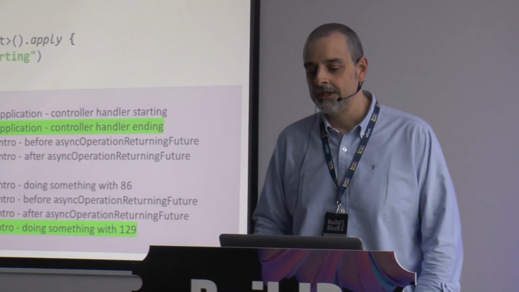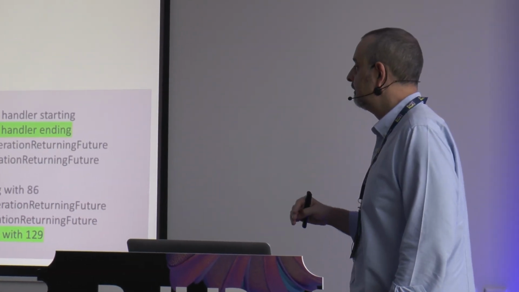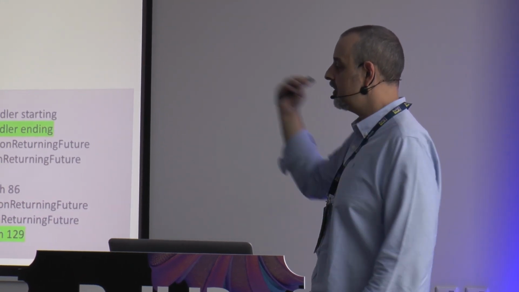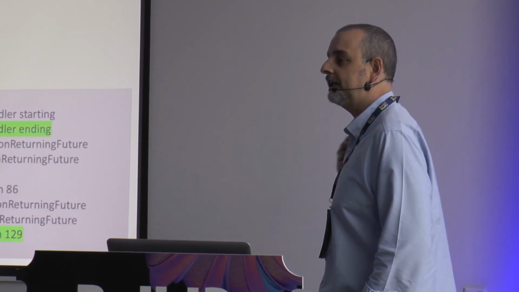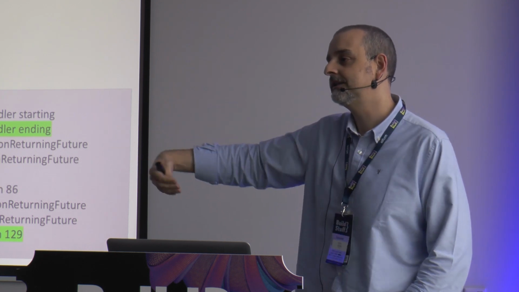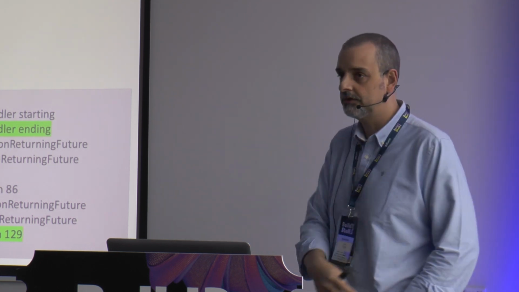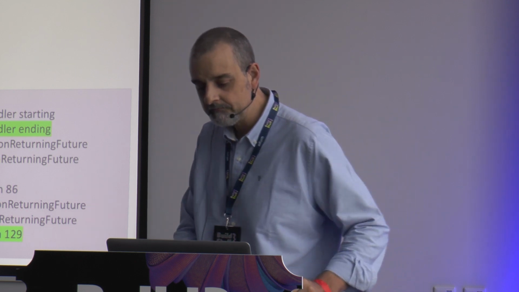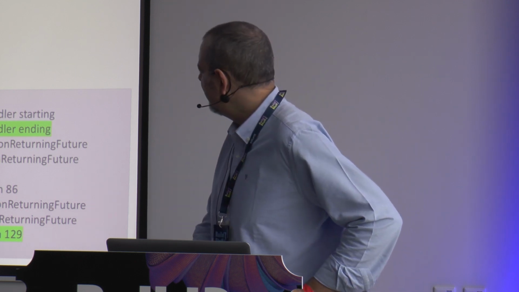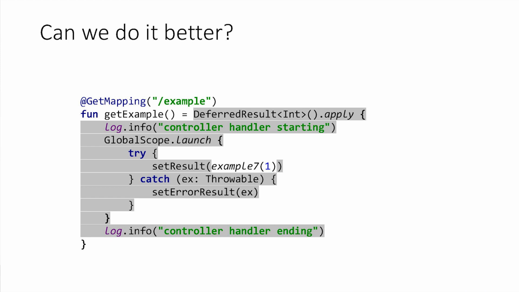Okay. So Spring calls the handler, receives a deferred, and only when the deferred is completed is the response returned to the client that called me. However, if I look into this code, it's still rather complex. So basically, I want to do a handler that calls example, and I have all this gray code that is boilerplate code. So can we do better than this?